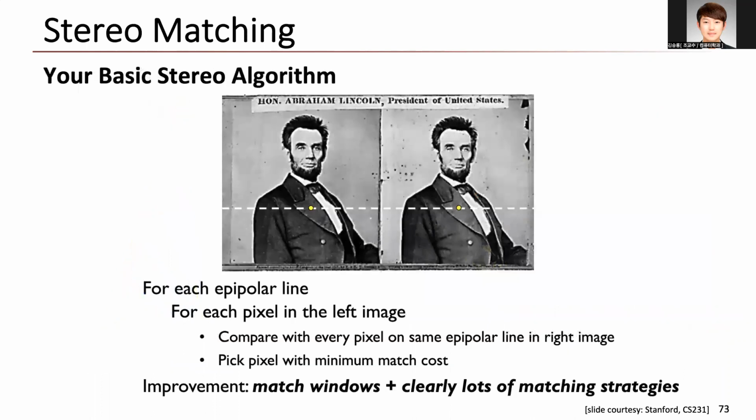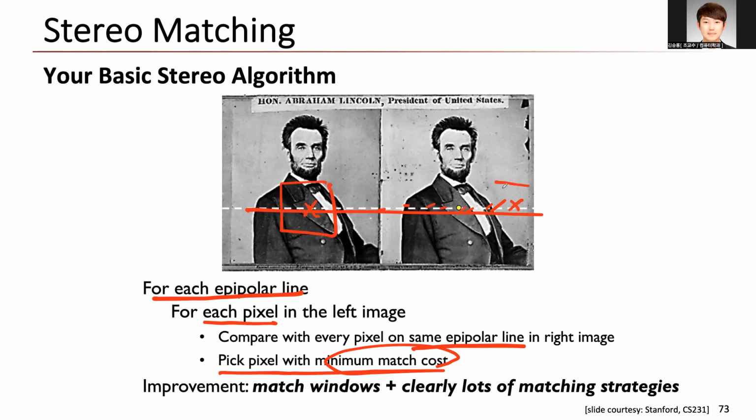So your basic stereo matching algorithm should look like this. For each epipolar line, for each pixel in the warped image, compare every pixel on the same epipolar line in the right image, and pick the pixel with the minimum matching cost. So how can we do that? Consider the local region and measure the similarity for all possible pairs and pick the best. Pick the best. This is stereo matching.